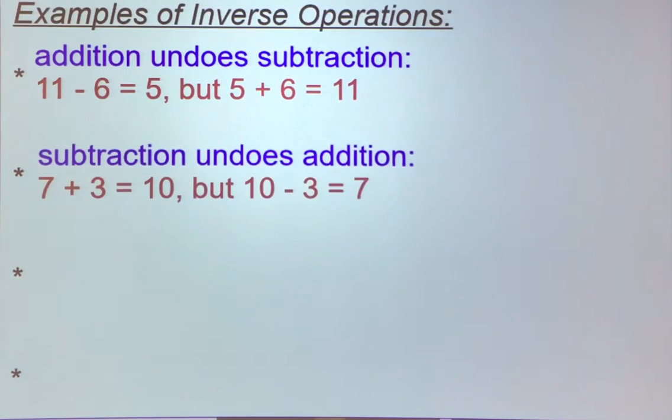Same thing, subtraction will undo addition. If we do 7 and add a 3 to it, that's going to equal 10. But if we take that 10 and subtract that 3 back out of it, it's going to equal 7.